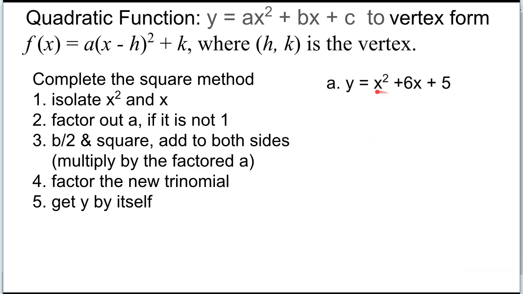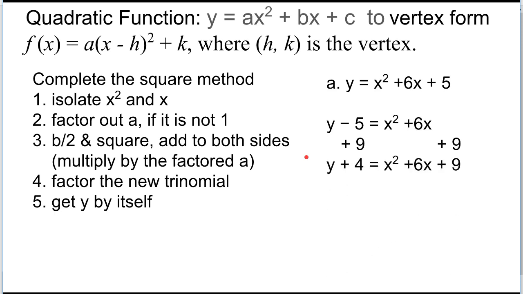Here I've got this. And if I'm going to get rid of the 5, it's going to look like that. And now I've got my two terms, and the number in front of the x squared is a 1, so I'm pretty happy about that. And all I've got to do is take the 6 and divide by 2, and then square it, and that's going to be 9, because 6 divided by 2 is 3, and 3 squared is 9, and I add that to both sides, and I end up with this.